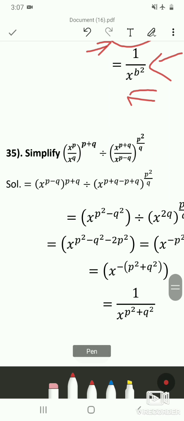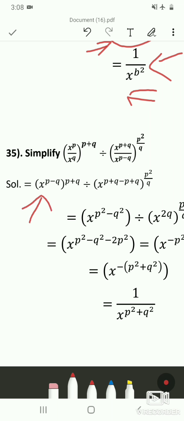So the next problem is simplify x raised to p upon x raised to q whole raised to p plus q, whole divided by x raised to p plus q divided by x raised to p minus q whole divided by p square upon q. So even we'll be solving this problem like the previous problem.